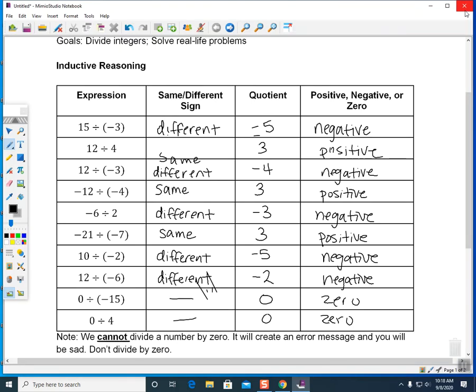Never am I going to be able to divide a number by 0. Can't do it. Don't do it. It's going to create an error message, and it will make you sad, so don't do it. Don't divide by 0. We can't do it.